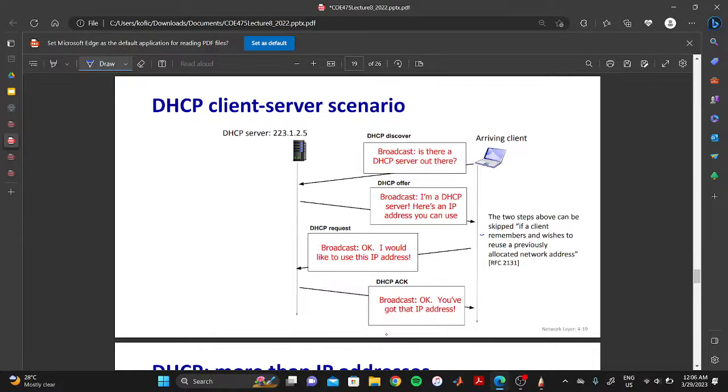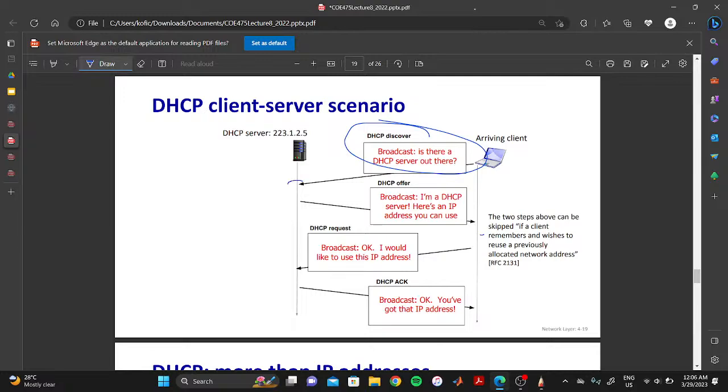So it doesn't have an IP address, so it uses 0.0.0.0, and all hosts in the subnet connected to that particular router receive the discover broadcast message. Everything receives this message, and then there's the transaction ID. That's how it keeps track of it.